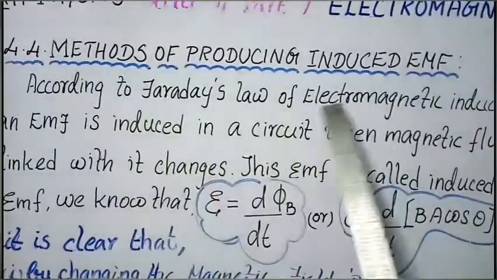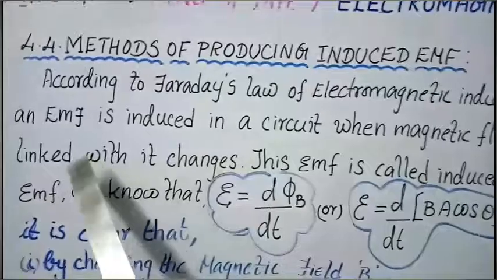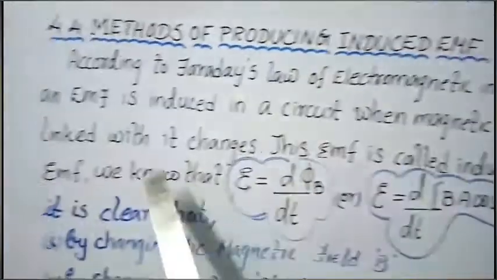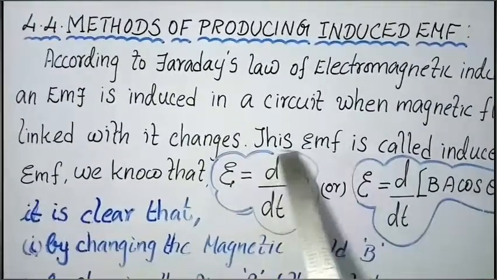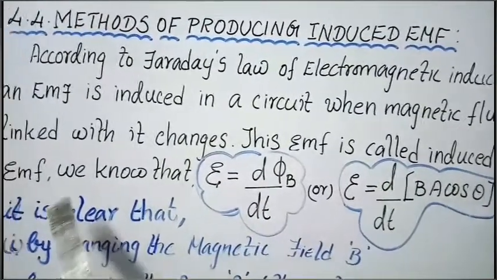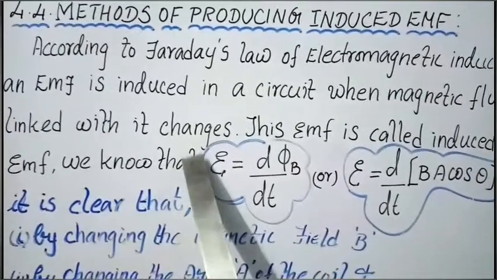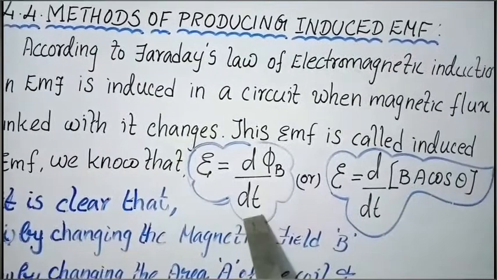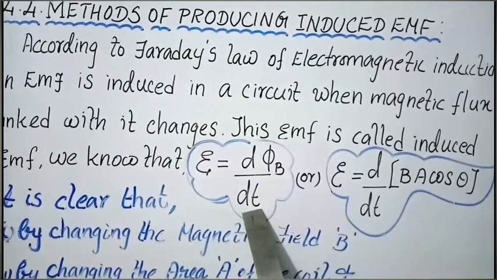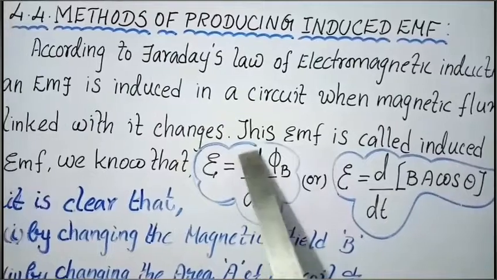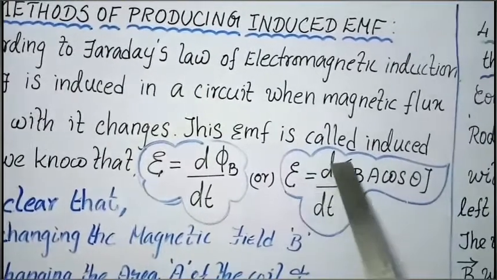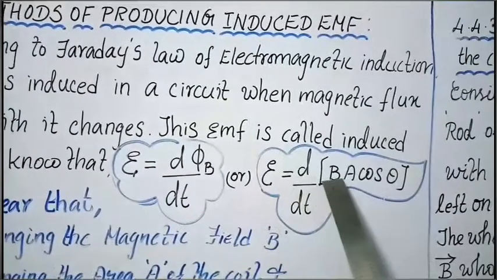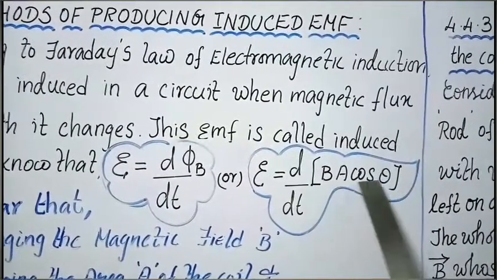According to Faraday's law of electromagnetic induction, an EMF is induced in a circuit when the magnetic flux linked with it changes. This EMF is called induced EMF. We know Faraday's law: the induced EMF is equal to dΦB divided by dt, where d by dt is the rate of change with time. E is equal to dΦB/dt. The value of ΦB is equal to BA cos θ.